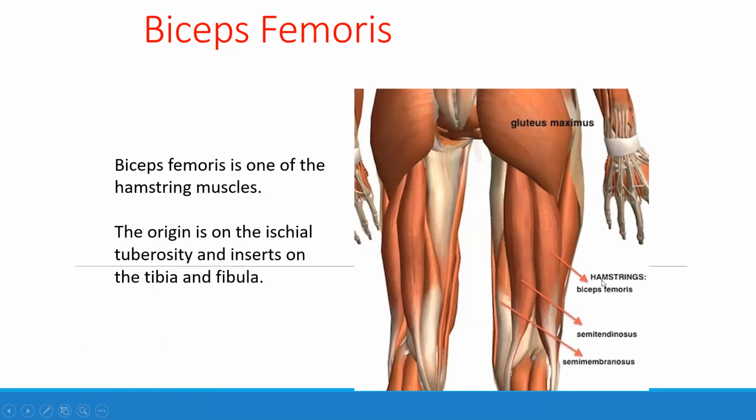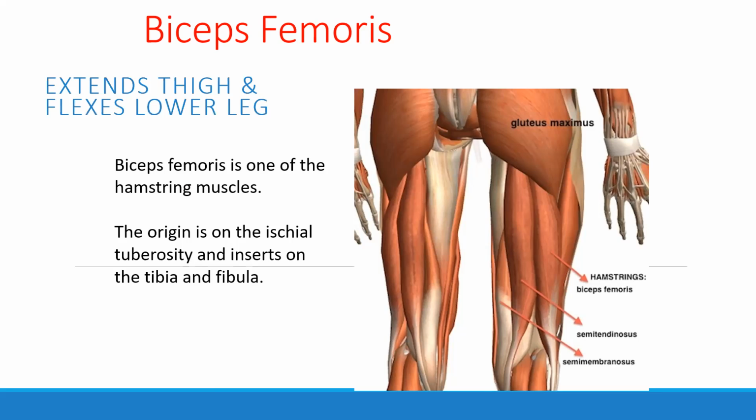Now, looking at the biceps femoris, this will tell us what all the hamstrings do. So remember we said that the quadriceps flex the thigh and extend the lower leg. Here we see it extend it. The hamstrings do the opposite. Instead of flexing the thigh, they extend it. Instead of extending the lower leg, they flex it. They do just the opposite of what the quads do.